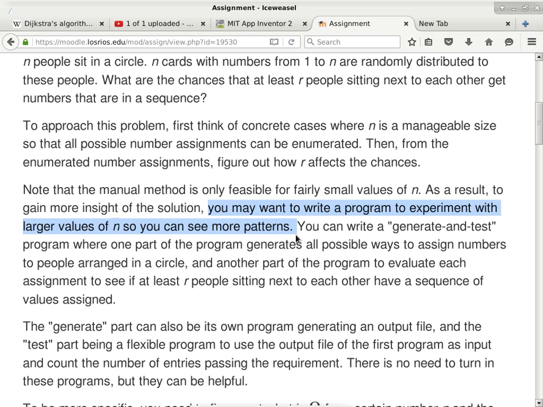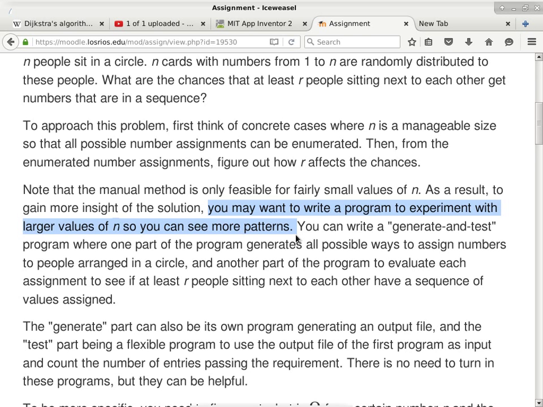So what you do is you generate all possible number assignments, and then you write a subroutine as a filter to basically say, does it meet this requirement, yes or no? Okay. So from that, from generating and testing and looking at the end result, hopefully you can count and start to see a pattern and say, oh, so if n equals 6 and r equals 2, there are this many cases that will fit the requirement, and you start to kind of understand how to count those combinations. Is that okay? All right.